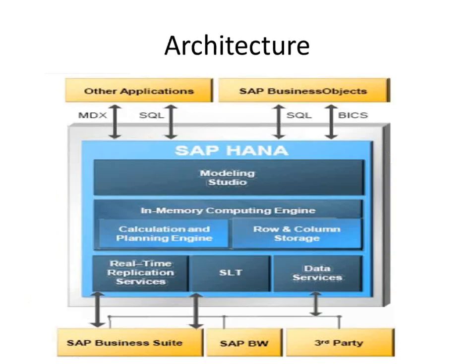Once we understand that part of it, then we will see how all of this comes together. Okay, this is the split of the architecture for SAP HANA, basically consisting of three major sections.